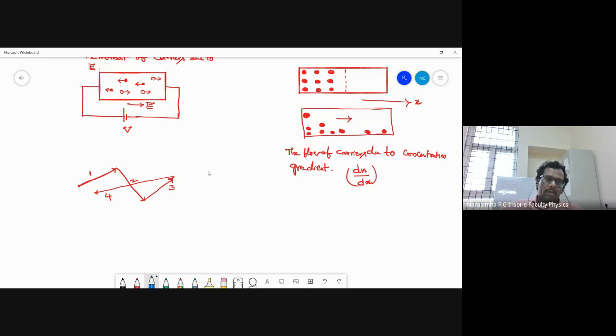Now we'll try to apply an external electric field. Let's say the direction of the electric field is from left to right. Because of this applied electric field, let's try to imagine what will happen to this motion. The electron going in the first direction has one component which will get affected by this electric field. So the resultant will be like this. This is the first trajectory, because one component of the velocity vector got drifted because of this electric field.